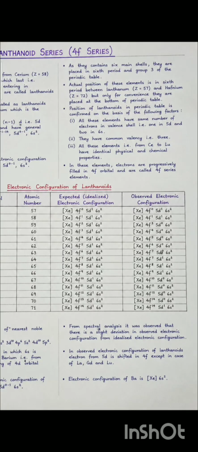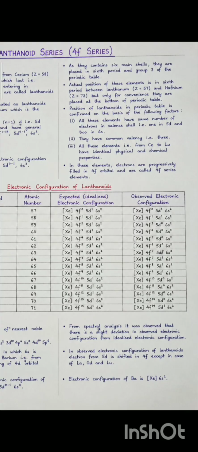As they contain 6 main shells, they are placed in 6th period and group 3 of the periodic table. The actual position of these elements is in 6th period between lanthanum and hafnium, but only for convenience they are placed at the bottom of the periodic table. Means atomic number 57 to 72. And the position of lanthanoids in the periodic table is confirmed on the basis of the following factors.